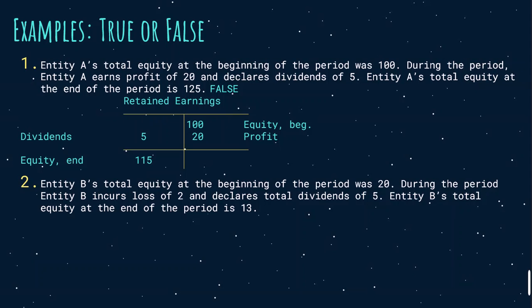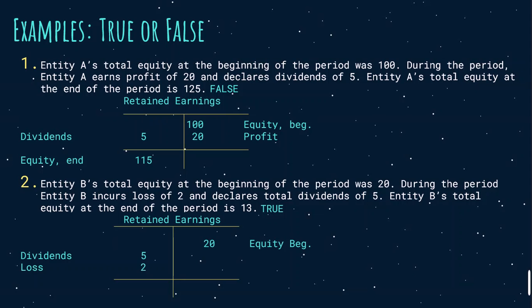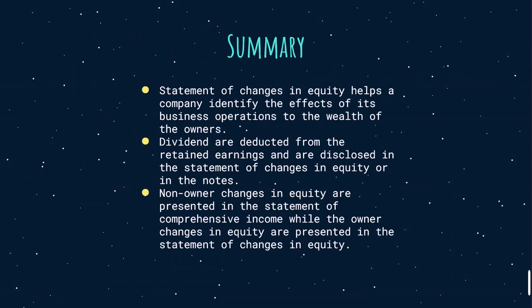Next is number 2, entity B's total equity at the beginning of the period was 20. During the period, entity B incurs loss of 2 and declares total dividends of 5. Entity B's total equity at the end of the period is 13. So ito, true to kasi dineduct niya na yung dividends tsaka yung loss dun sa retained earnings. So ganito siya, retained earnings na T-accounts ulit, 20 na beginning, dividends na 5 at loss na 2. So ang equity end niya is 13. So true talaga siya.